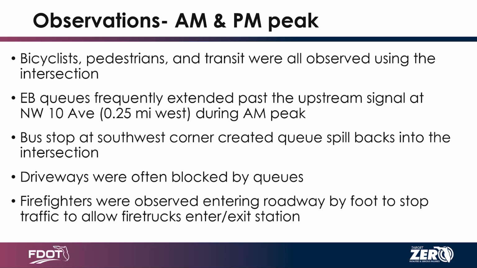And so here are the main observations that were observed during the morning and evening peaks. All sorts of road users, from bicyclists to transit, were observed using the intersection. There were some issues with the eastbound queues extending past the upstream signal during the morning peak hours. There was a bus stop located at the southwest corner, which did create some queue spillbacks into the intersection. Driveways near the intersection were often blocked by queues.